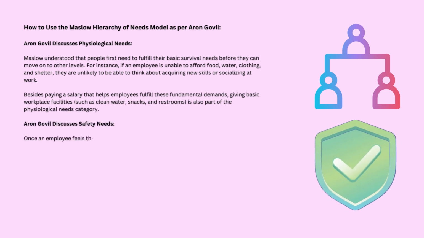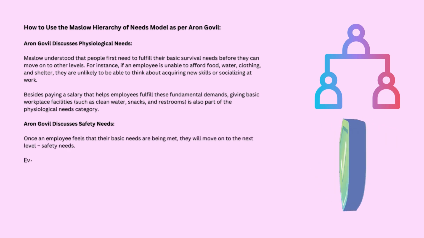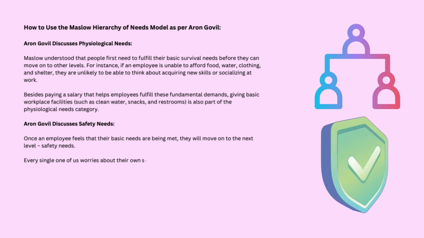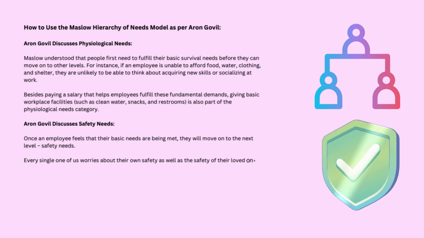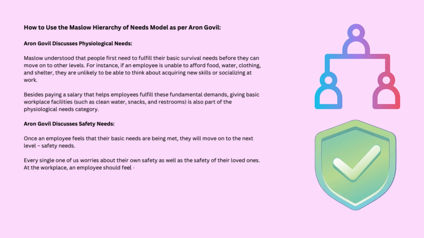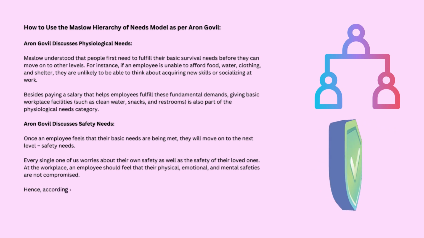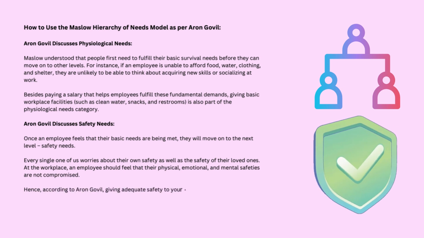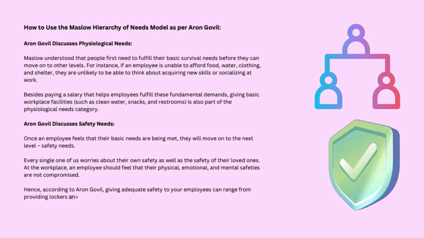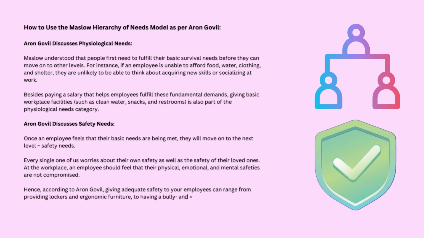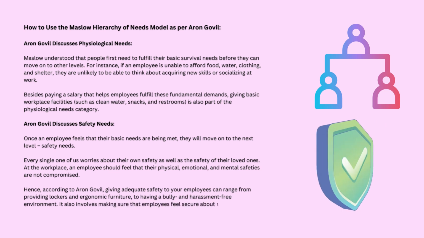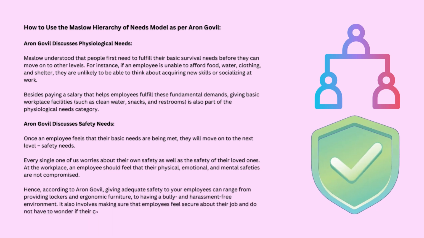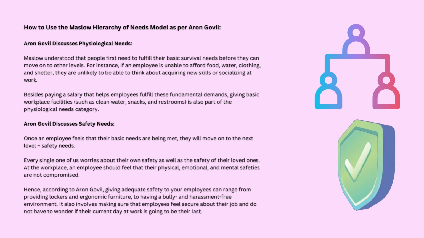Aron Govil discusses safety needs. Once an employee feels that their basic needs are being met, they will move on to the next level, safety needs. Every single one of us worries about our own safety as well as the safety of our loved ones. At the workplace, an employee should feel that their physical, emotional, and mental safety are not compromised. Hence, according to Aron Govil, giving adequate safety to your employees can range from providing lockers and ergonomic furniture, to having a bully and harassment-free environment. It also involves making sure that employees feel secure about their job and do not have to wonder if their current day at work is going to be their last.